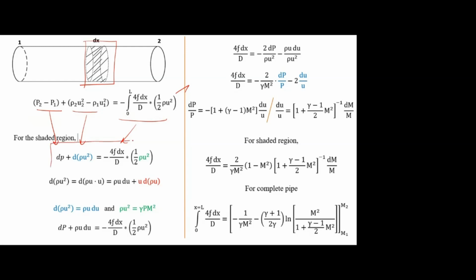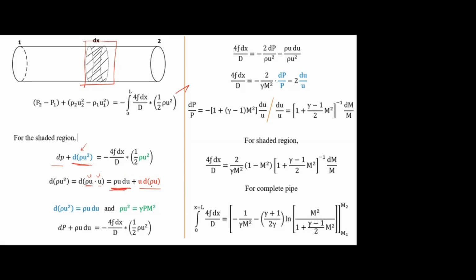Now I'm going to simplify this equation further. Later I can integrate it for the complete duct. So this is only for the shaded region, and here you see dp plus d rho u square. This they are going to differentiate, using the uv formula. Differentiation of uv gives these two terms, that is u dv plus v du.